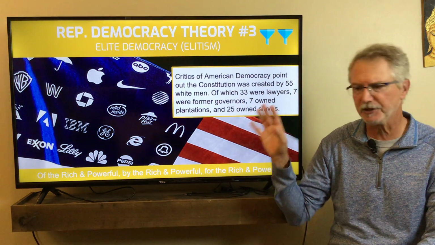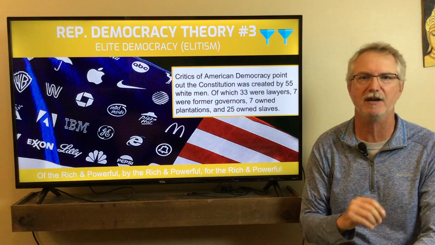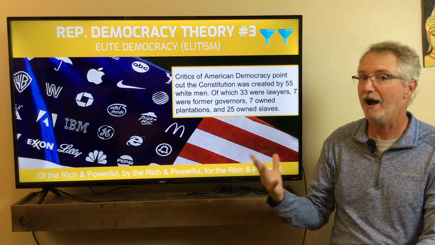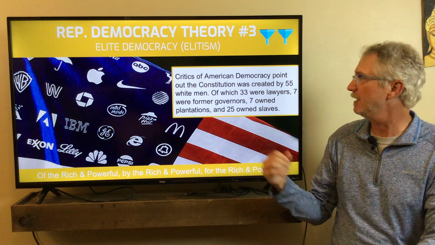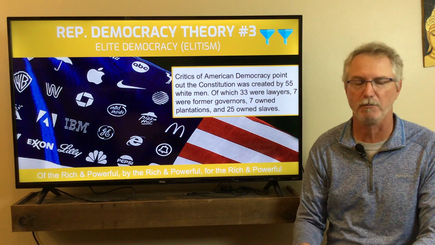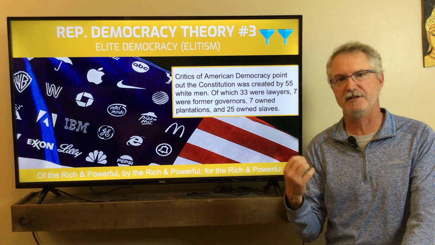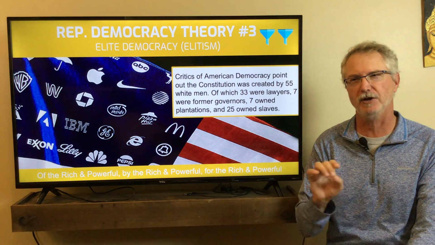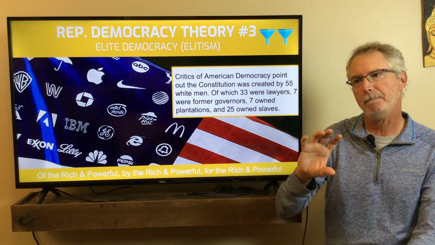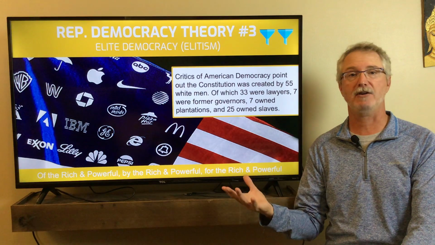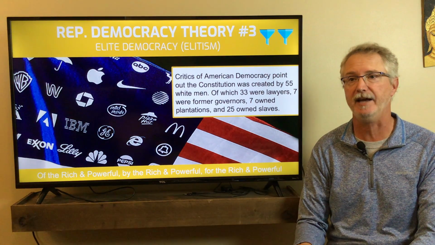And so the critics, if you think about it, even the Constitution itself when it was written, it was created by all white men. 37 of the 55 that were there, 37 were lawyers, 7 were former governors. You had plantation owners that owned slaves. These were the elite of society that created the document in the first place. So a critic would say they put the system in that's going to benefit the rich and powerful. And so they can make an argument that we do see some of that today.